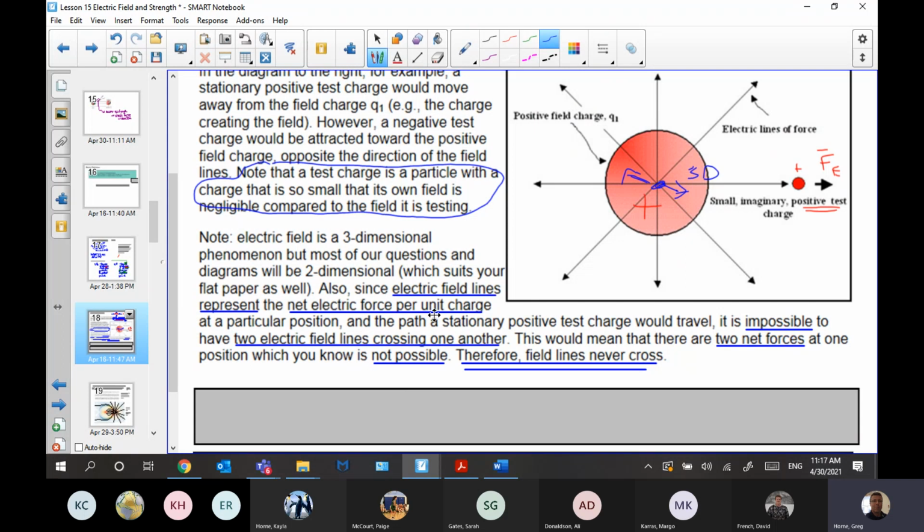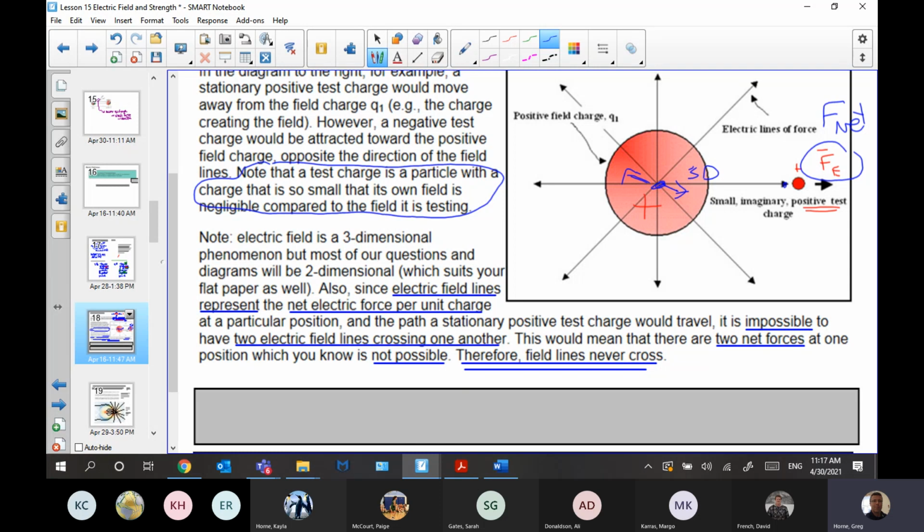This is an important line I highlighted and underlined here. They're talking about the net electric force per unit charge. At a particular position, they have this net force. So at this spot right here, this is Fnet, right? That line indicates the net force. So it's impossible to have two electric field lines cross each other because you can't have two net forces, right?